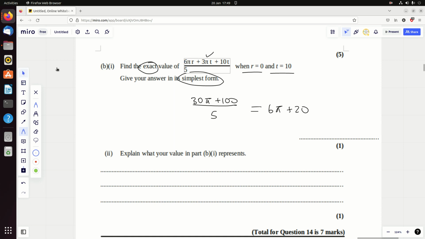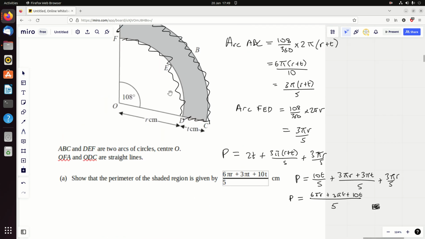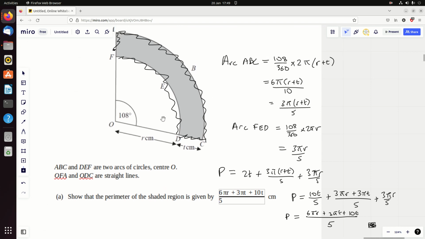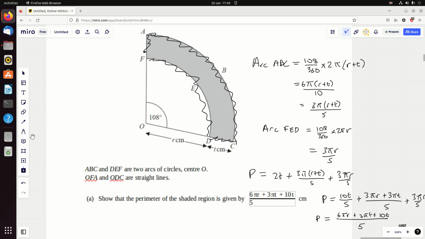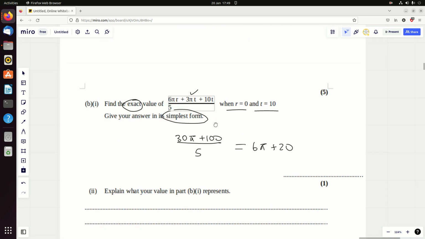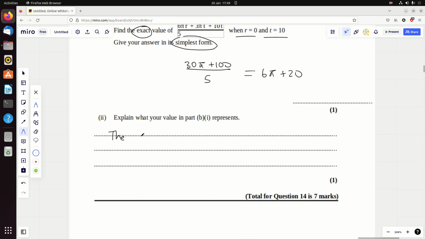Now, what does this represent? Well, I wanted you to be precise here. You had to say it represents the sector perimeter OCBA, because R has gone to 0. So this has all become shaded. T is 10, R is 0. So that just moves that over there, and suddenly you're working out the perimeter of sector OABC. So we just have to say here, the perimeter of the sector OABC. Then you get full marks.